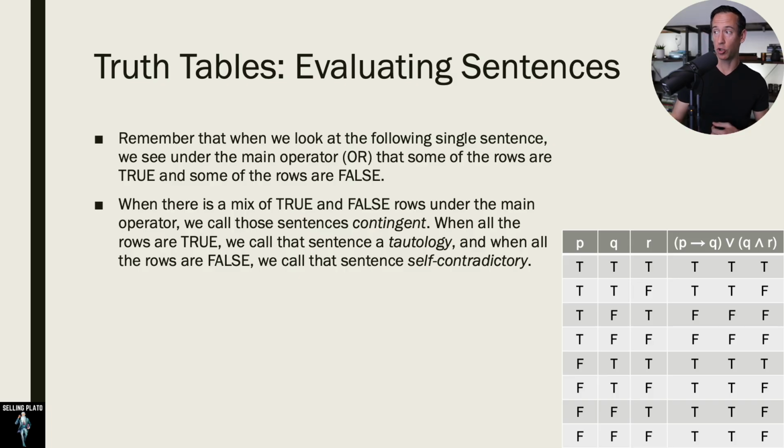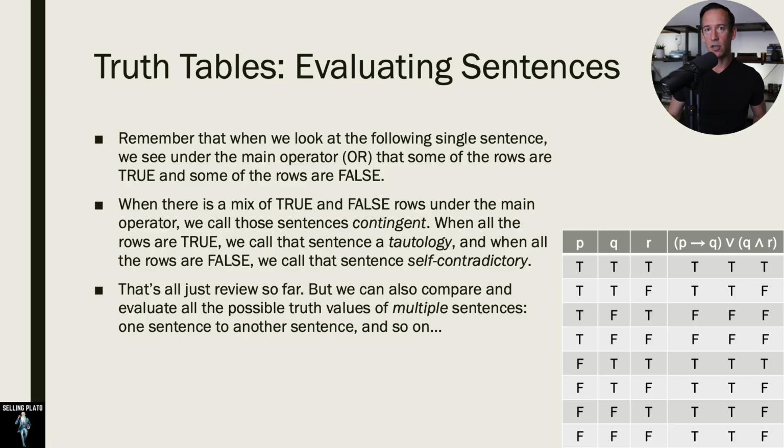When all the rows are true, that's not the case here, but if all the rows were true, when that happens, we call a sentence a tautology. And when all the rows are false, then we call that sentence self-contradictory. All right, so remember those terms because those terms are going to apply to a single sentence. Remember the sentence that you see there under the main operator, it has a mix of true truth values and false truth values. All right, and so that's going to be a contingent sentence. That's what we mean. So that's all just review so far.